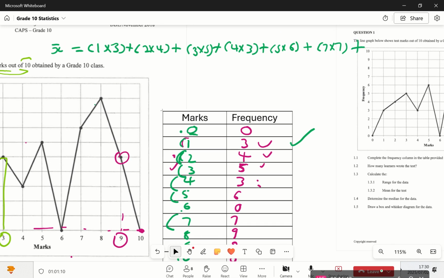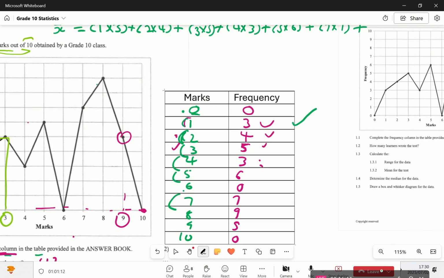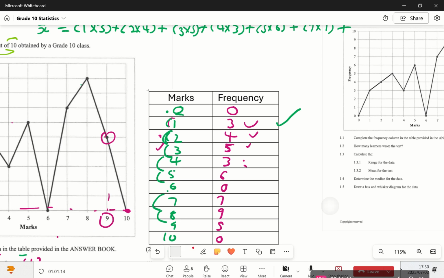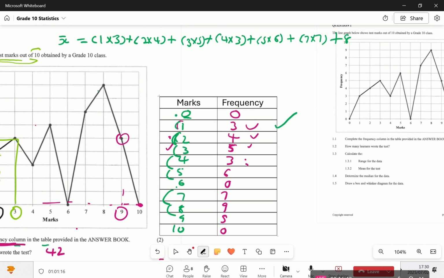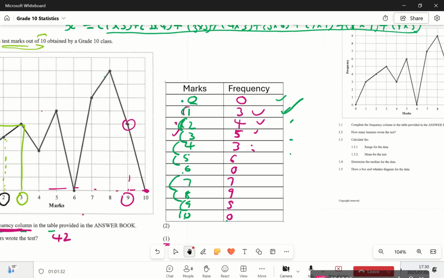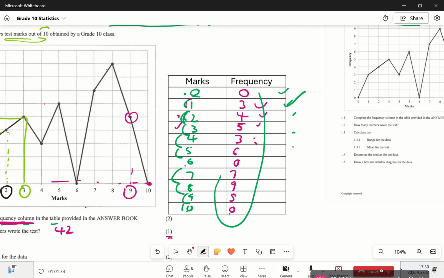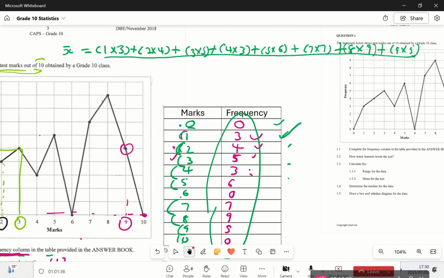Plus 8 times 9. Plus 9 times 5. Then plus 10 times 0, which won't give you anything. All over the number of values. What is the number of values? It is the total number of learners in the class. It's the total frequency there, which you've already calculated before.